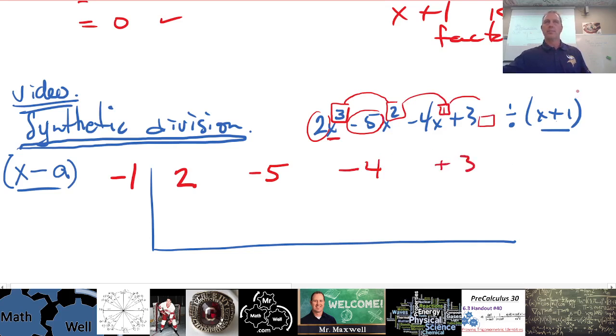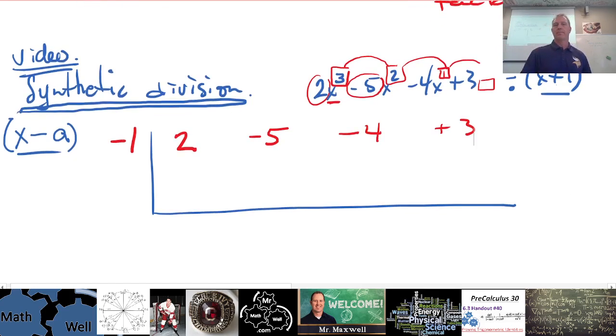What do you do if you don't have a term? If you're missing a term, then you have to place a 0 in there. So if there was no x term, let's say it was x cubed, x squared, and then a constant, you'd have to put a 0 in here for the x term. All right. That's the setup. Any questions? Remember that? Okay.